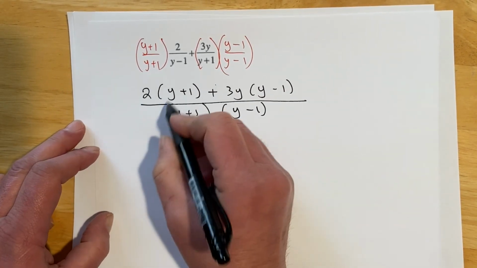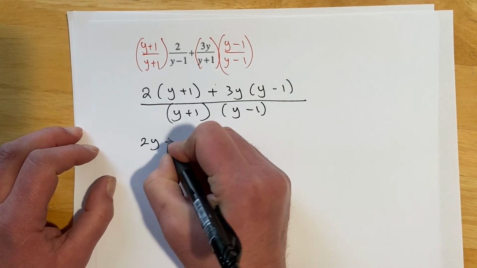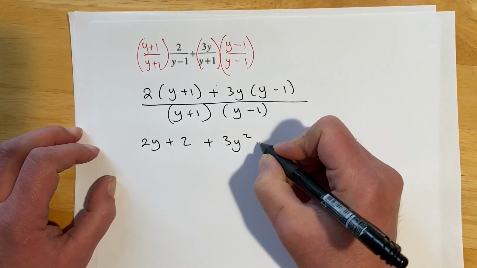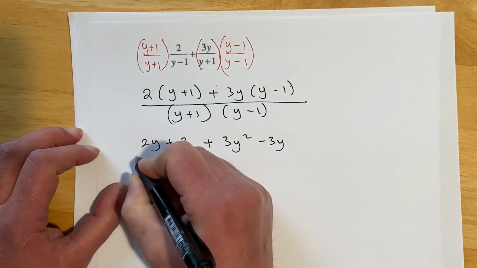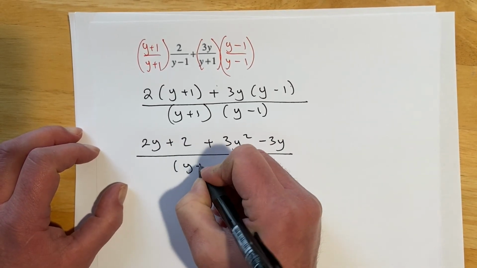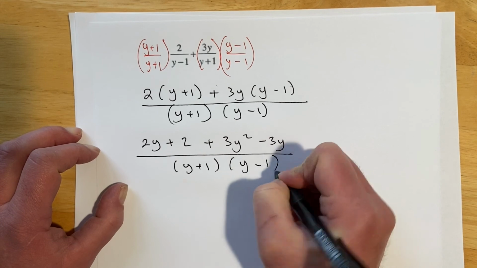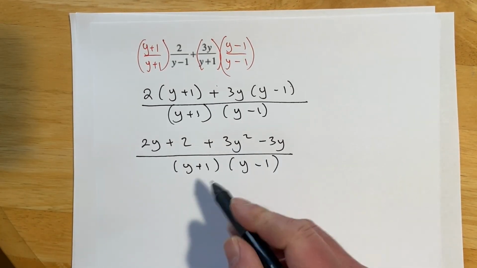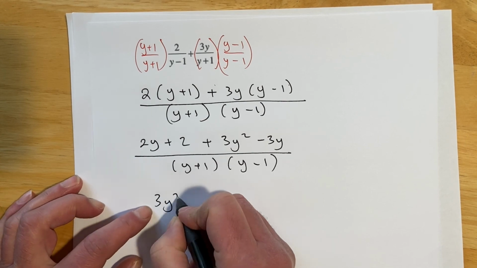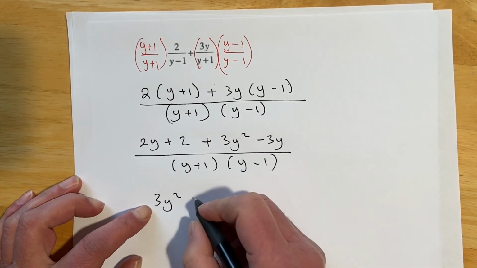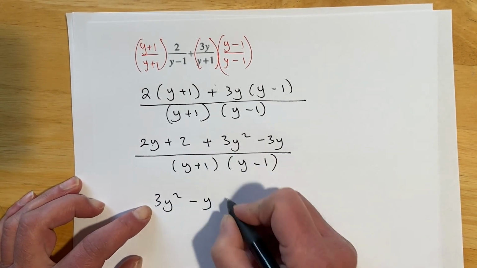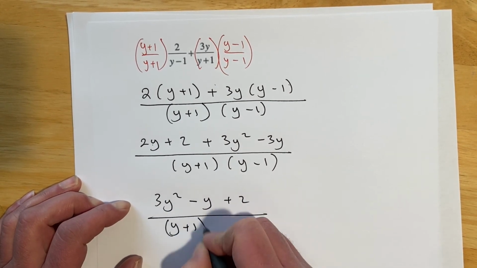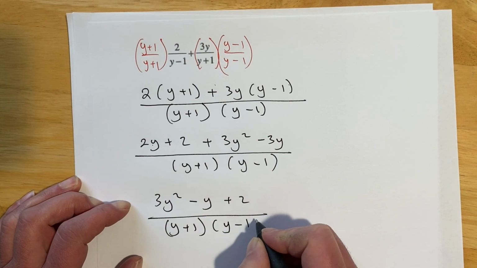So simplifying, we'll get 2y plus 2 plus 3y squared minus 3y, over y plus 1 and y minus 1. That numerator is a little bit of a mess, but 3y squared, 2y minus 3y will leave a minus y, and then plus 2. And that's over y plus 1 and y minus 1.